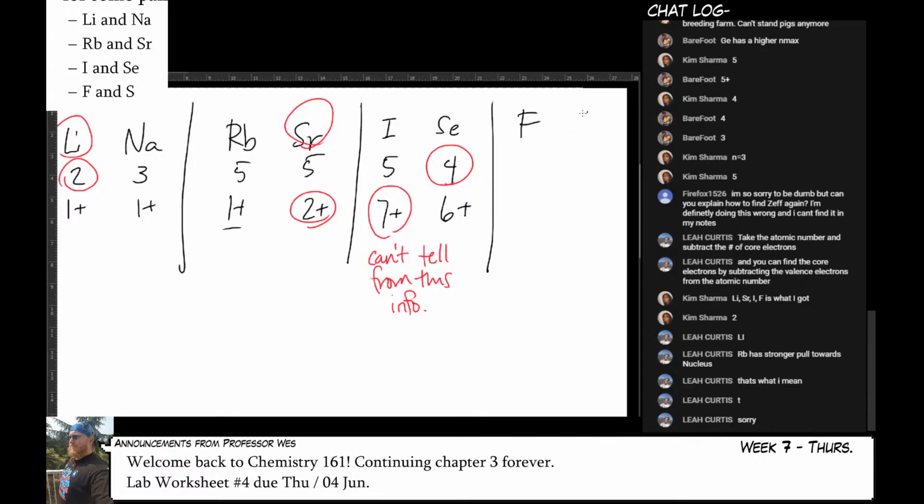And then finally, fluorine and sulfur. N is 2, N is 3. Z effective is 7, Z effective is 6. And there you go. Fluorine is the harder to ionize. It has a higher ionization energy.